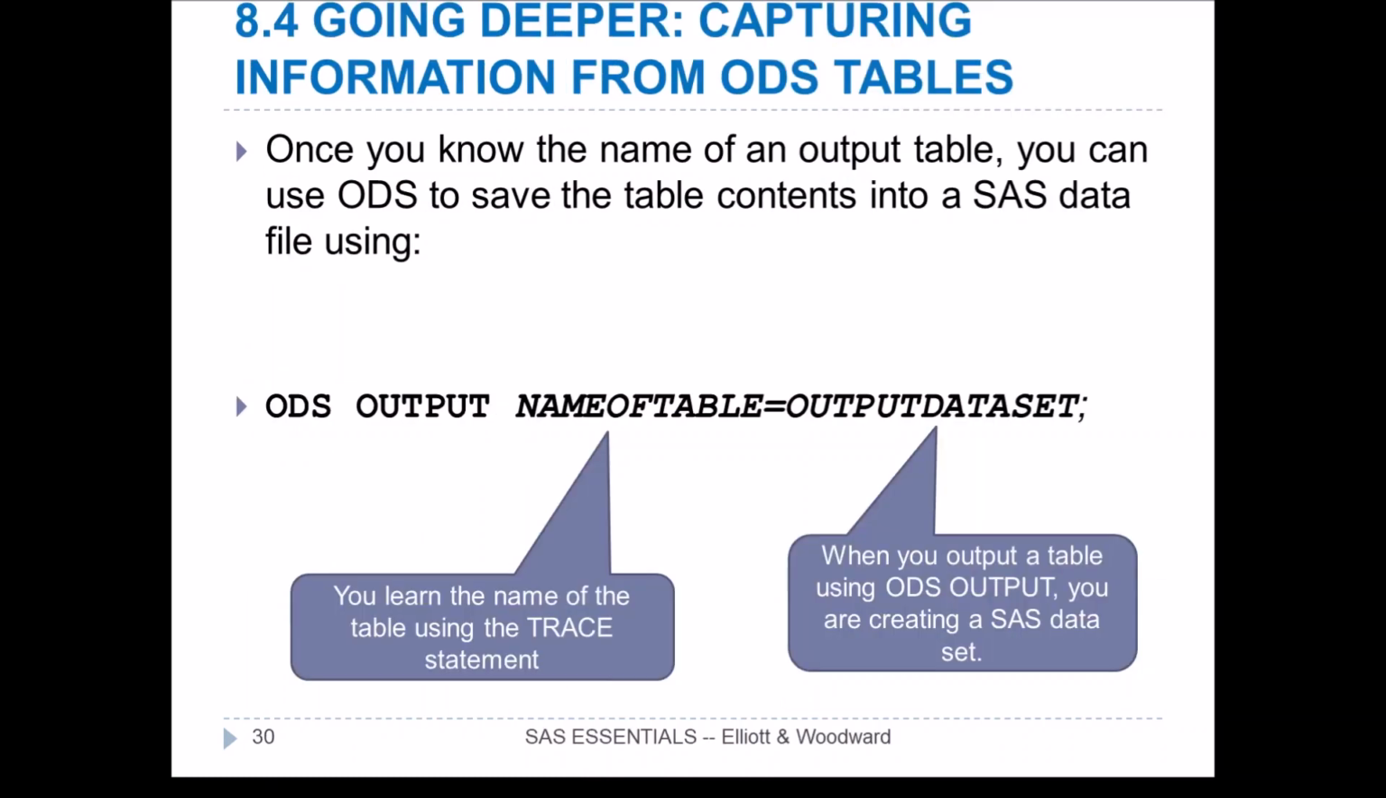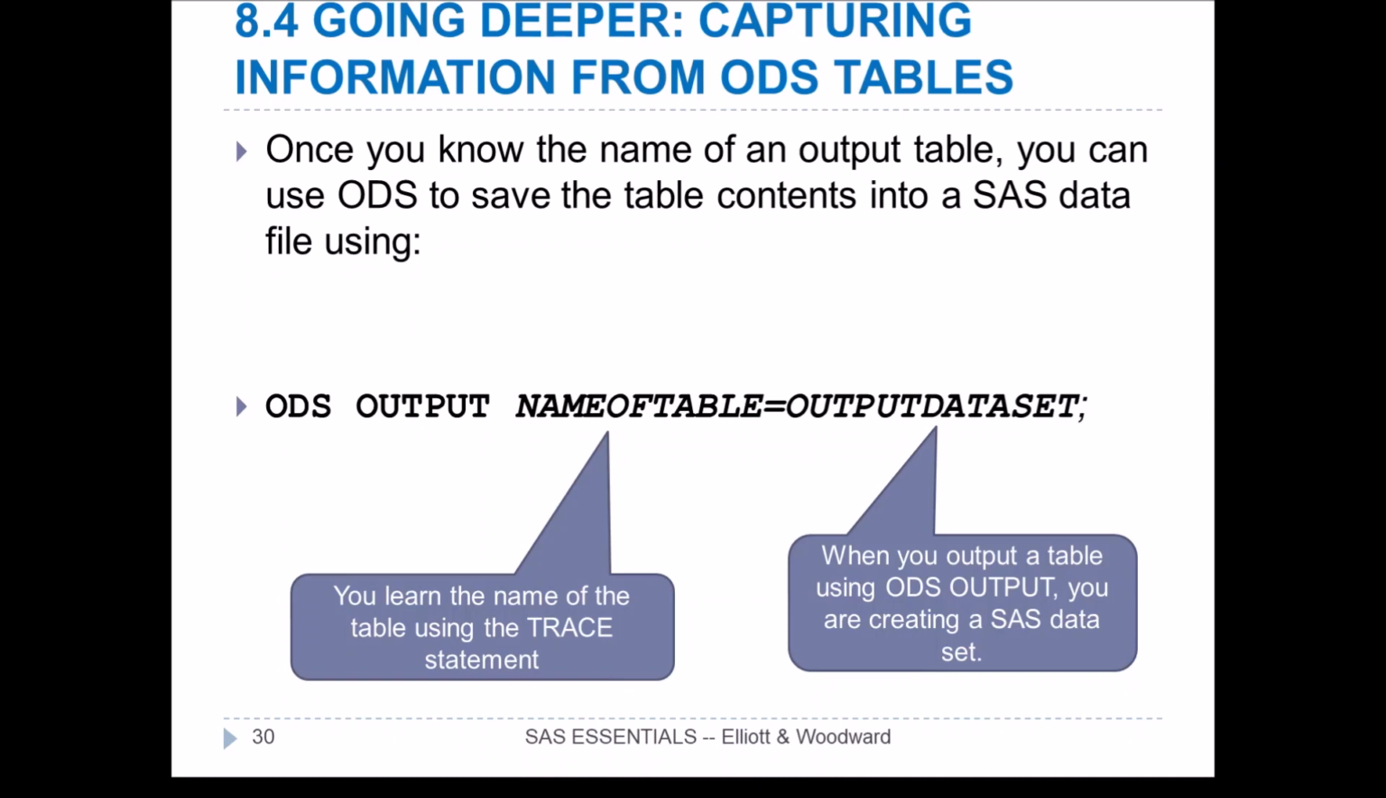There's some other steps in this analysis, so go ahead and complete those within the text. Okay, now let's look at section 8.4, going deeper, capturing information from ODS tables. So now that we know the names of ODS tables that are being output by specific procedures, we can do some other things with those tables. One of the things we can do is to output the information in those tables to an actual SAS data set. So instead of just seeing it on the screen, we can capture that information in a data set and then use it for some other reason.